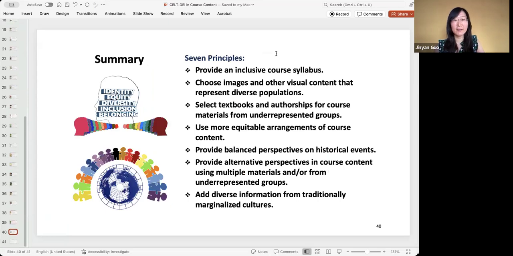And in summary, here are the 7 principles I concluded during this project. Number 1, provide an inclusive course syllabus. Number 2, choose images and other visual contexts that represent diverse populations. Number 3, select textbooks and authorship for course material from underrepresented groups. Number 4, use a more equitable arrangement of course content. Number 5, provide a balanced perspective on historical events. Number 6, provide alternative perspectives in course content using multiple materials, all from underrepresented groups. And lastly, number 7, add diverse information from traditionally marginalized societies.